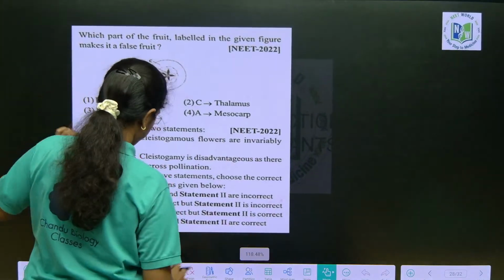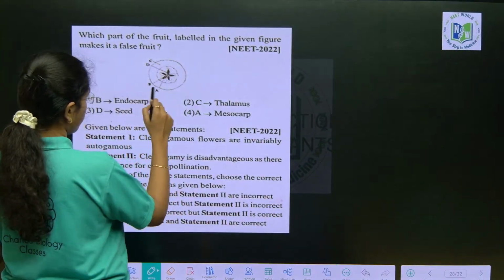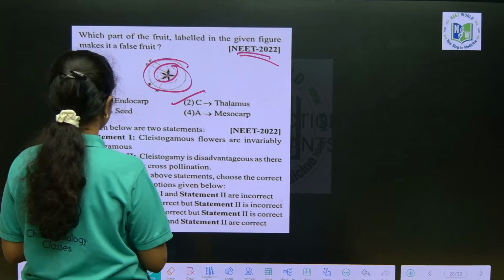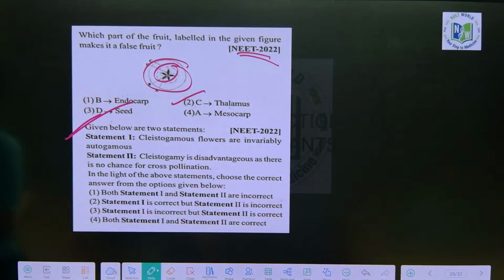C. Thalamus. Good. See, diagram based question, NEET 2022. This pulp is what? Thalamus. Next. Statement based question. Statement 1 is wrong, statement 2 is correct. Right?